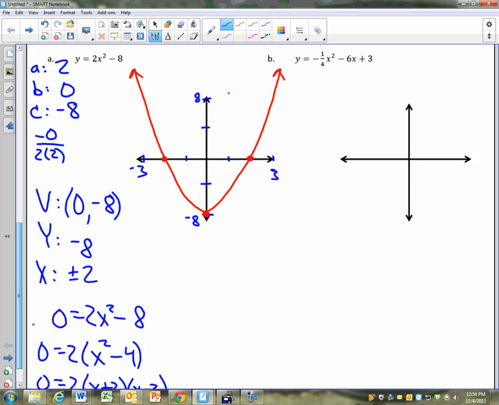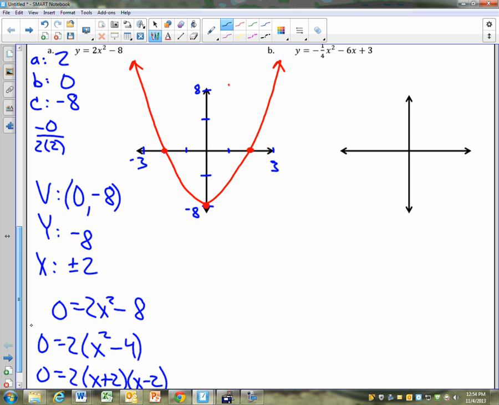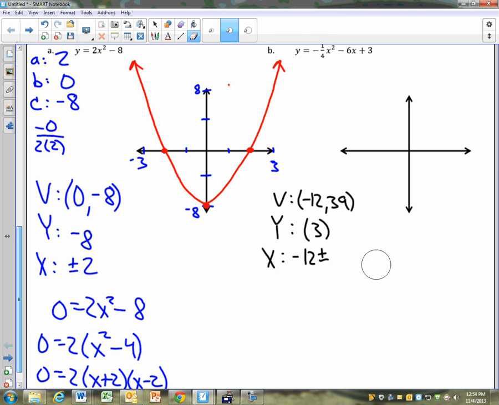We're going to go back to the front. I'm going to list my values. The vertex you said was negative 12, positive 39. The y-intercept you said was 3. The x-intercepts you said were negative 12 plus or minus 2 roots of 39. Now, I can plot those first two, but it's pretty tough to plot negative 12 plus or minus 2 roots of 39, isn't it?